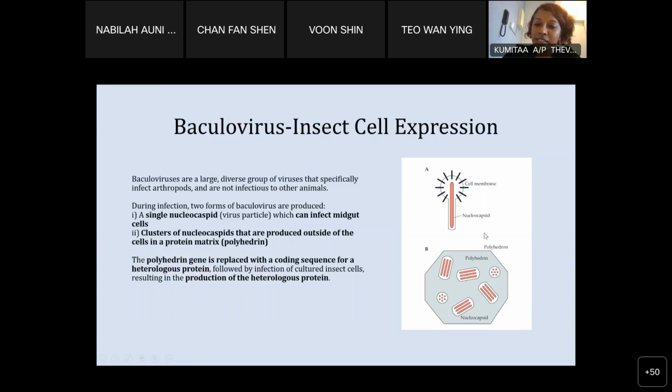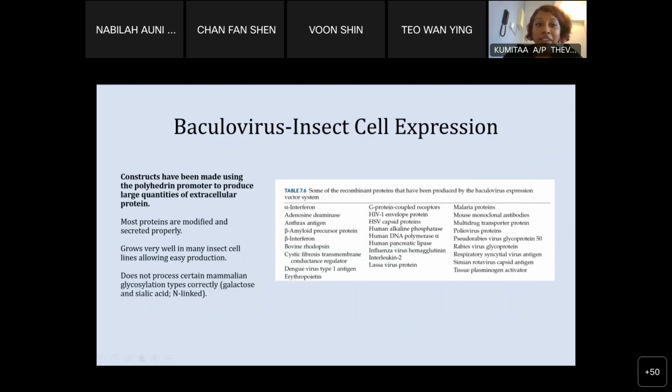You also get a cluster of nucleocapsids that are produced outside of cells in a protein matrix. This is known as polyhedrin. So it's this hexagonal shape that you see in B. The polyhedrin is actually quite important. You will see later on how the polyhedrin is replaced with the coding sequence for your gene of interest or your protein of interest, and that is what enables production of heterologous protein.